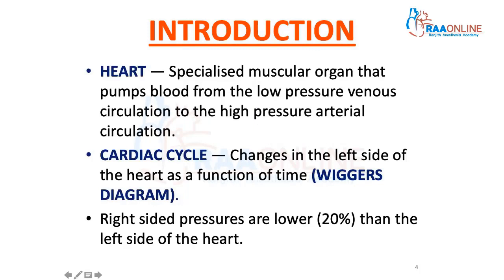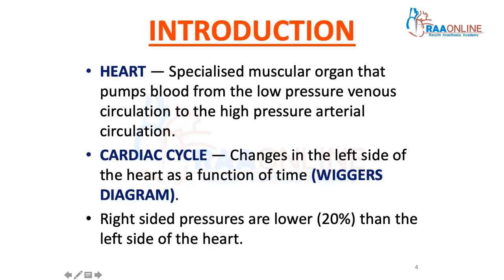Now, the heart is a specialized muscular organ that pumps blood from the low pressure venous circulation, from the right side, to the high pressure arterial circulation, that is, the left side. The entire function of the heart has been described in what is called a cardiac cycle. It describes the events on the left side of the heart, that is the left atrium and the left ventricle, as a function of time. This you would have studied way back in your physiology classes. It's also called the Wiggers diagram.